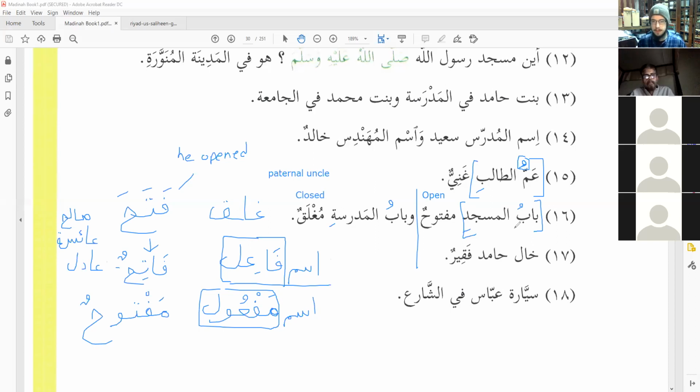Alu Hamidin Faqirun. Excellent work. And that is the Hamid's aunt is poor. Close. It's maternal uncle, uncle. Oh, okay. Because if it were the aunt, it would have a ta marbuta. It would become khalatun, just like amma would be ammatun. We'll get there later. This is maternal uncle, khal. Khalu hamidin faqirun. Very good.